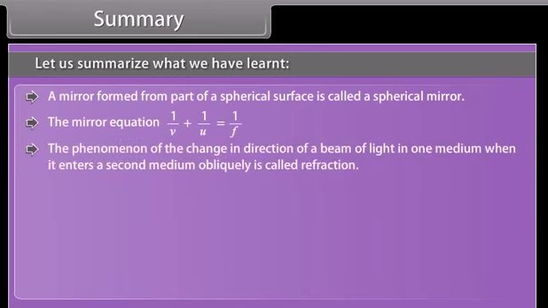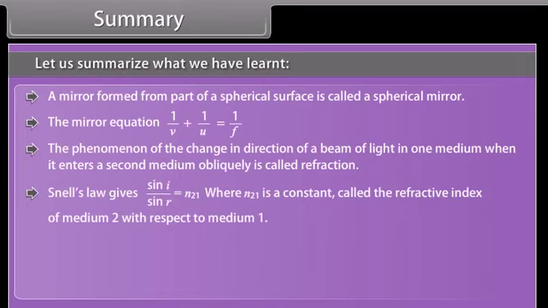The phenomenon of the change in direction of a beam of light in one medium when it enters a second medium obliquely is called refraction. Snell's law gives sin i by sin r is equal to n21, where n21 is a constant called the refractive index of medium 2 with respect to medium 1.